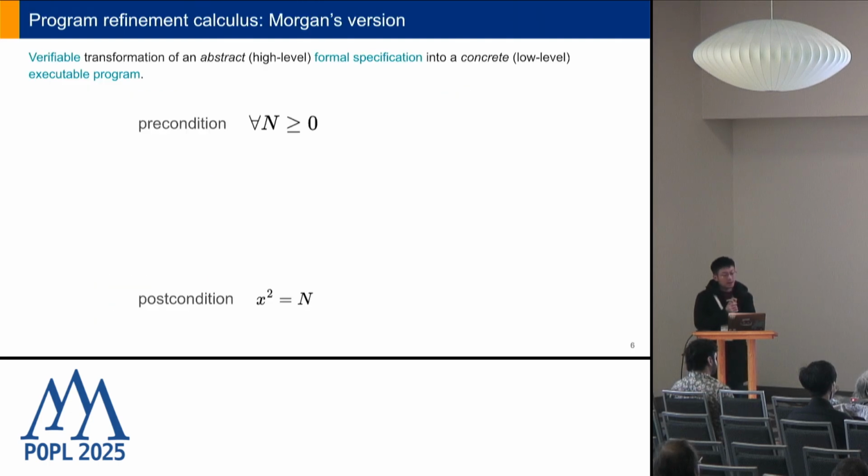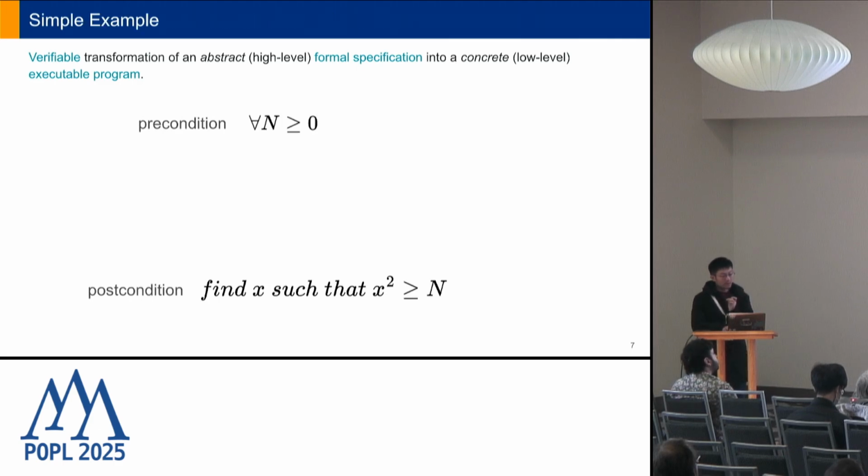So how can we give a correctness guarantee on LLM-generated code? We borrow the idea from program refinement calculus, Carroll Morgan's version: the verifiable transformation of an abstract high-level formal specification into a concrete low-level executable program. The previous square root example can have a formal specification like one with the precondition that for all inputs n larger than 0, we want to find x such that x squared equals n. We can first go into a very simple example where we first find x such that x squared is larger than or equal to n.